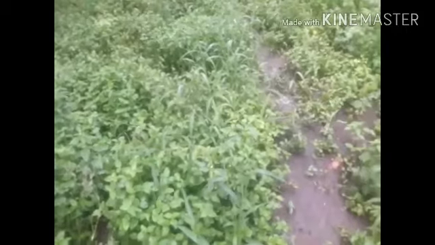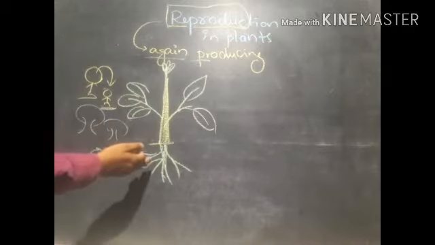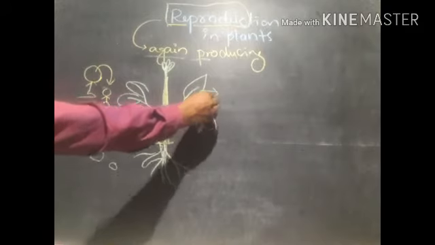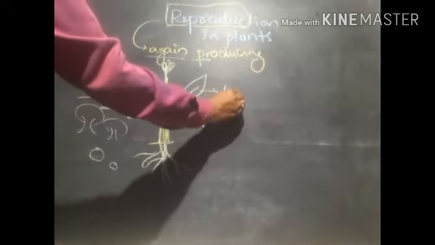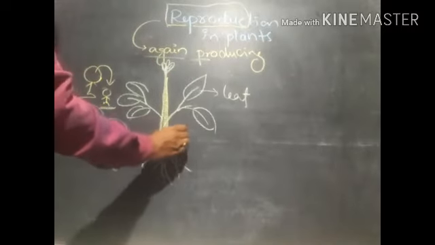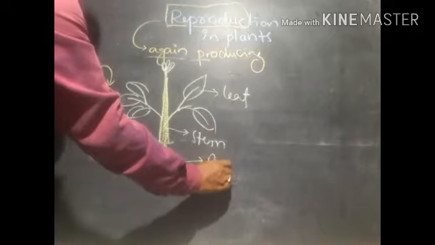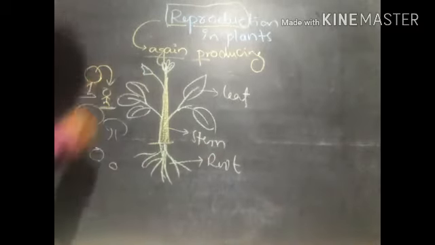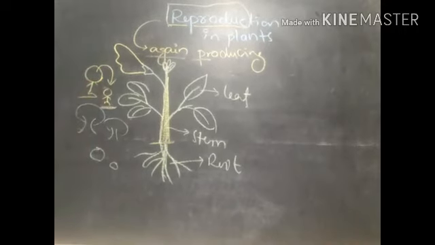Before that, we have to know about the plant. This is the basic diagram of a plant. In this, what are these parts? It is very good. It is a leaf, and it is a stem. And it is a root. And it is the flower.